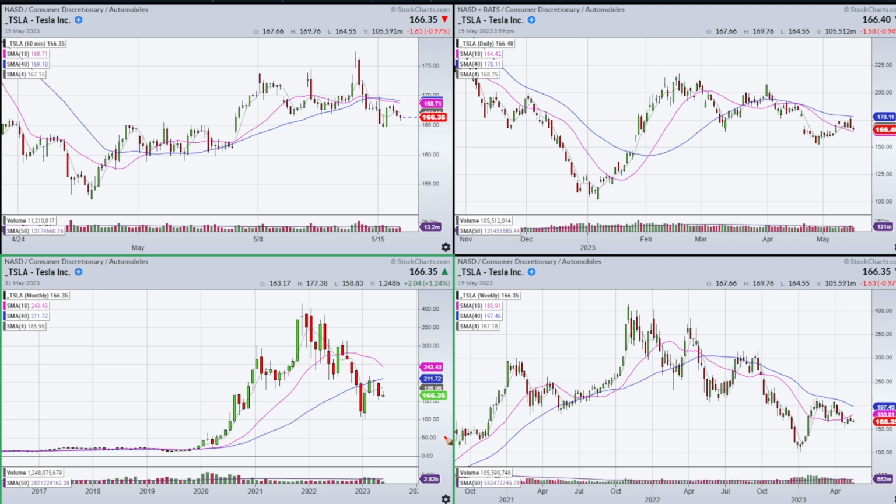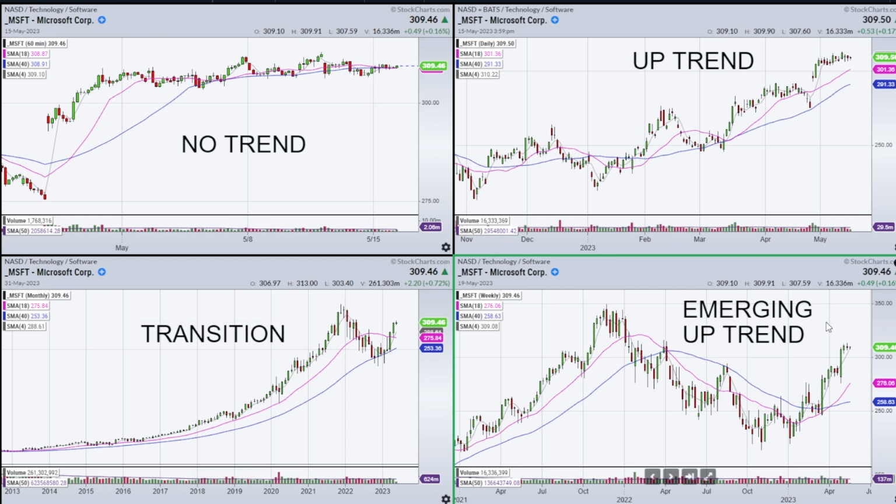All right. So once you start to understand the multiple time frames, I think you can use these different phases, whether it be transition, early emerging, uptrend, downtrend, or no trend, to your advantage. All right. Let's go ahead and get into the individual symbols.